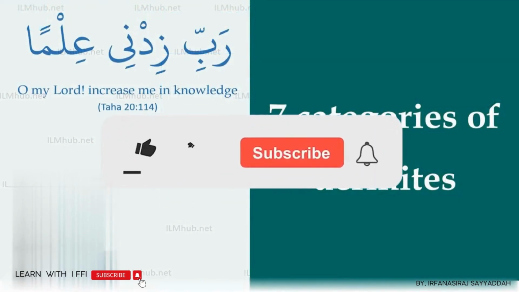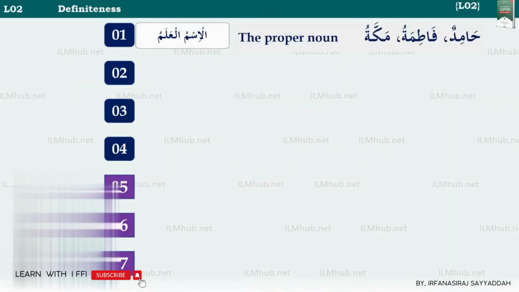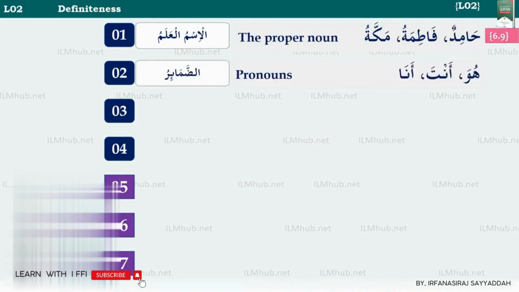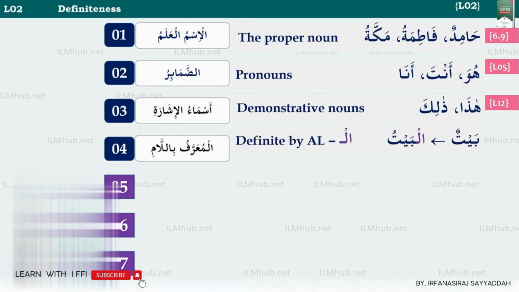Let's conclude part 1 by summarizing the 7 categories of ism that are definite in Arabic. The first, al-ism al-alam, the proper noun, always definite. Then we have ad-dama'ir, pronouns, which refer to a specific thing or person or a place. Asma'ul ishara, or pointing words, demonstrative nouns, words that are used to point to something. And then we have al-mu'arrafu bil-lam, the one we looked at in some detail in this lesson, definite by al. Remember, al is a definite article in Arabic.